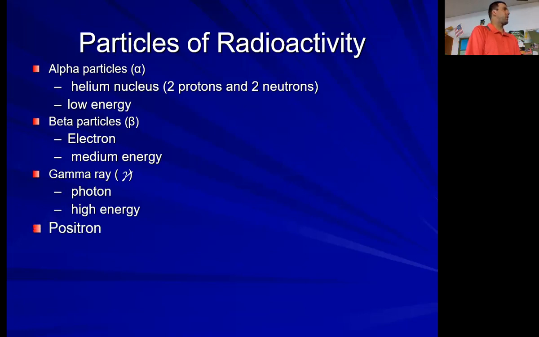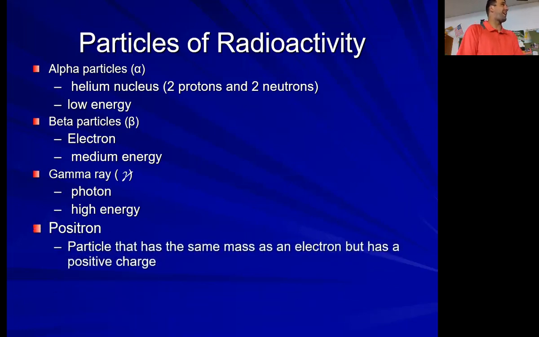You also have a positron. A positron is a positive electron. It's the same thing as an electron, but positive. That's what a positron is. We talked about that in the last slide. For things with too many protons, if the neutron-to-proton ratio is too low, positron production will occur.